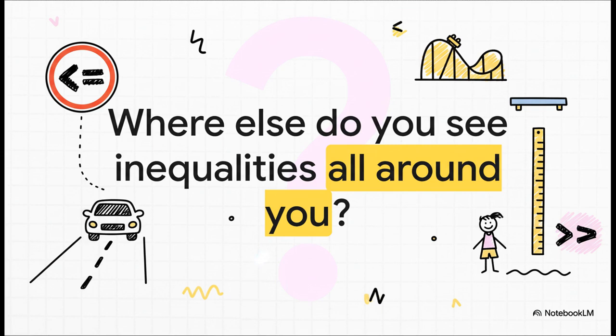Think about a speed limit sign. It really means your speed must be less than or equal to that number. Or what about a roller coaster? You have to be greater than or equal to a certain height to get on. So now I have a question for you. Where else do you see inequalities in your daily life? Keep an eye out this week. I bet you'll start finding them everywhere.